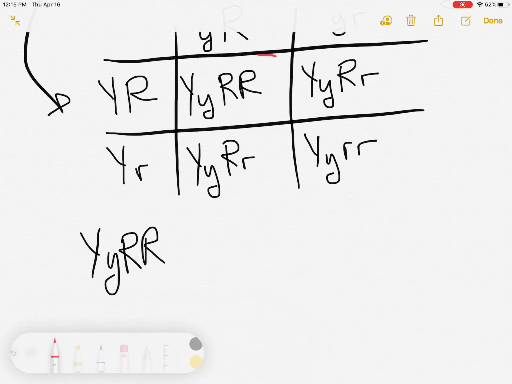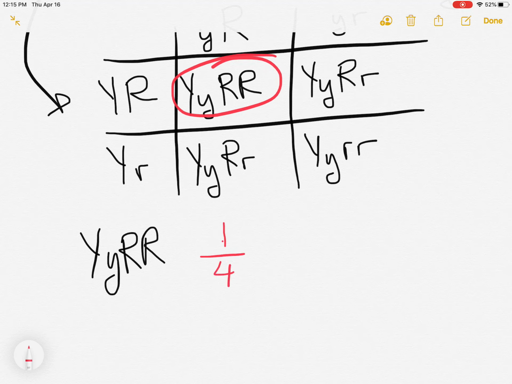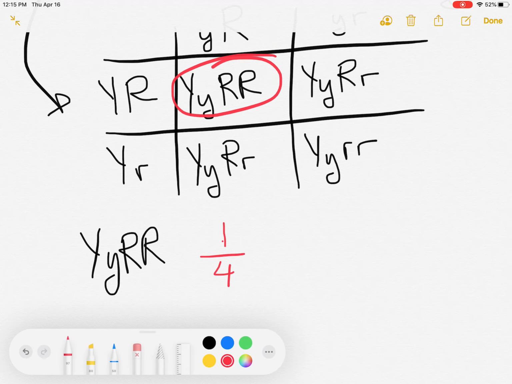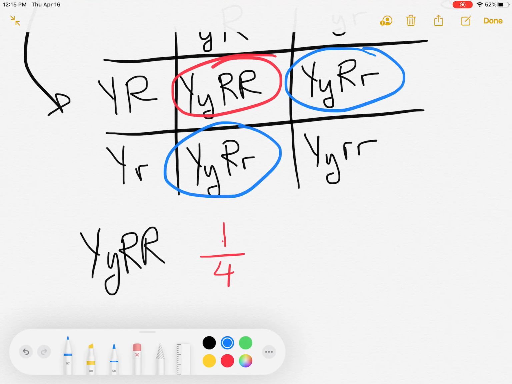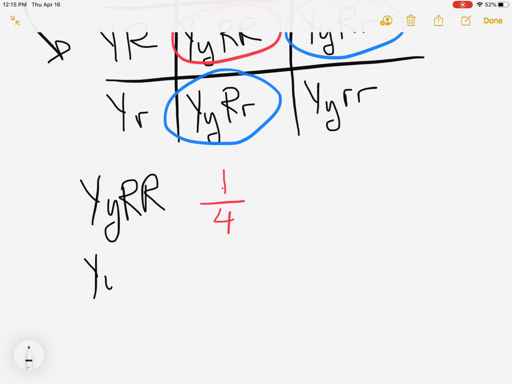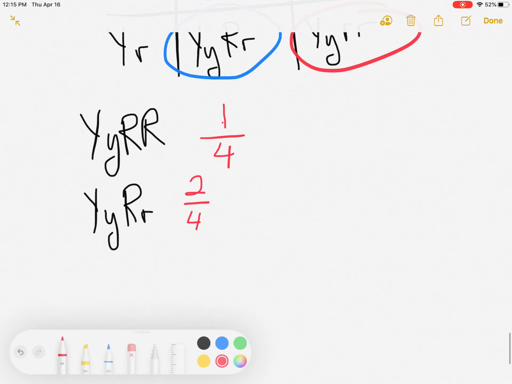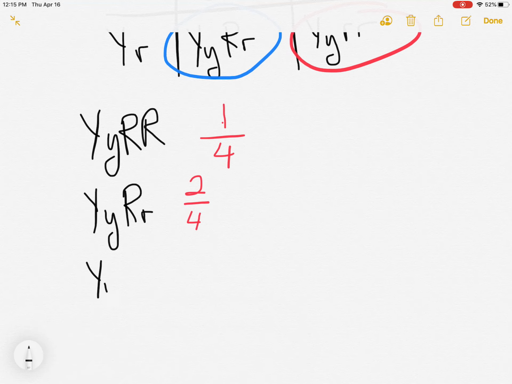Okay. Genotype ratios. I have this possible combination right here, and that's 1 out of 4. This time it's out of 4 because I only have 4 boxes, not 16. The other combination I notice is there's 2 of them. I'm going to circle them in blue. It's this one. They're both the same. So for that combination, which is big Y, little y, big R, little r, I have 2 out of 4. And then the last one is right here, and that one is big Y, little y, and 2 small r's. And that combination is 1 out of 4.